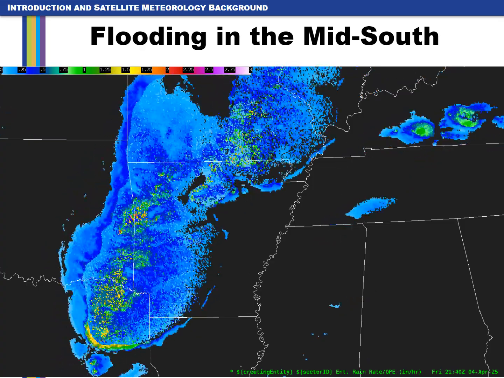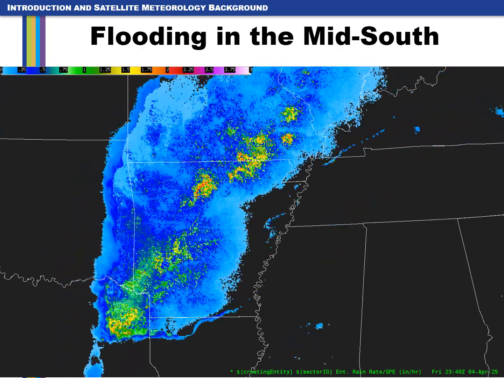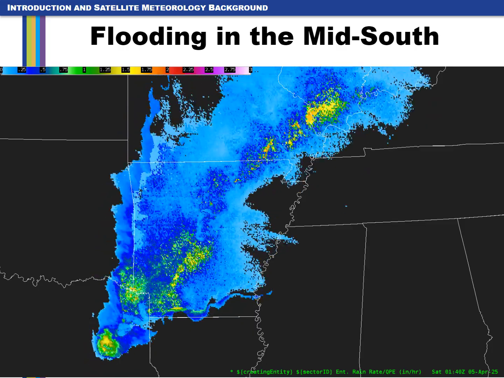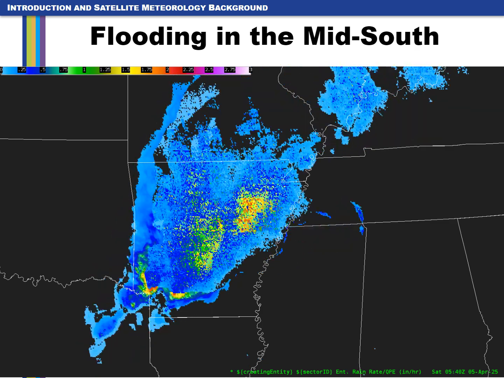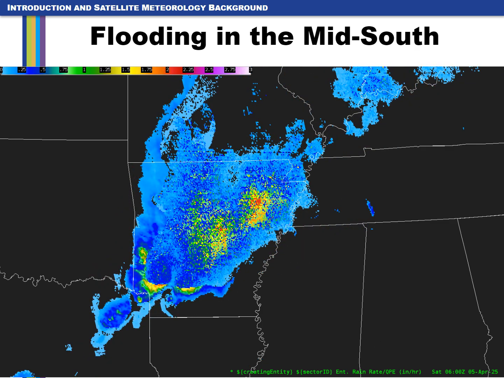Here's the Enterprise rain rate product depicting convection over and near Arkansas. Remember that the Enterprise rain rate product will do well for deep convective rain, but it will incorrectly identify anvil cirrus as raining.